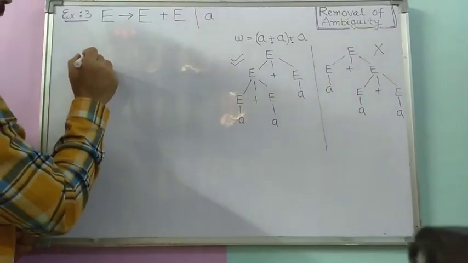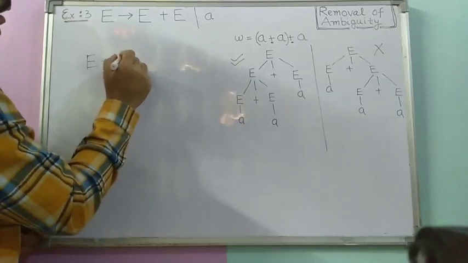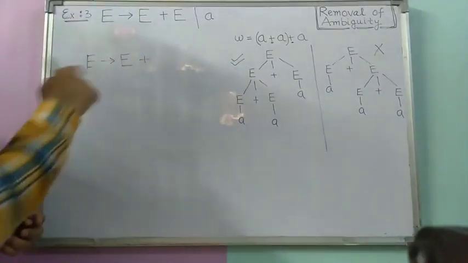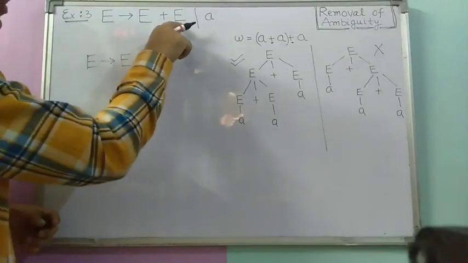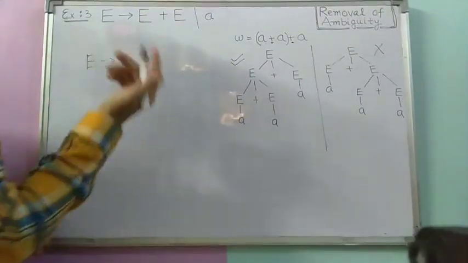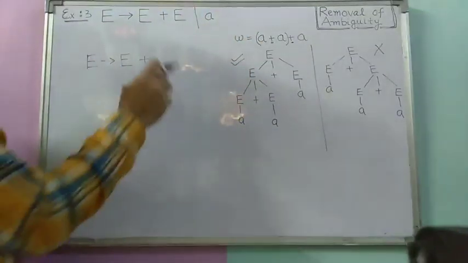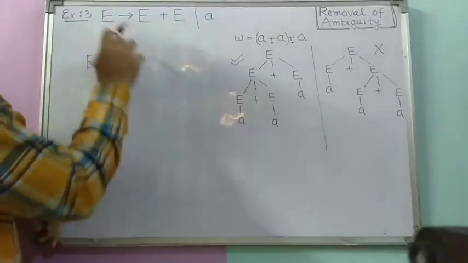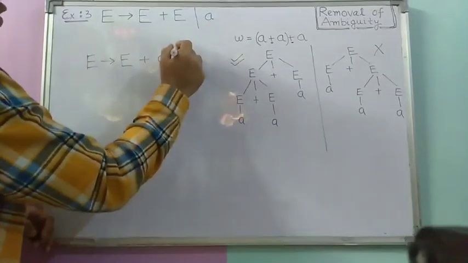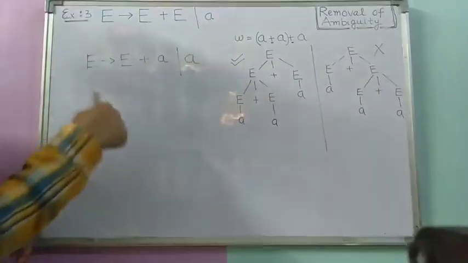The modified grammar will be E to E plus, because this E we have kept as it is, since we want to keep the left recursion, but we don't want to keep the right recursion. So here we will not put E. What will we put there? What other thing can replace E? E can be replaced by a, so we'll replace it by a, and the other productions will be similar. Now this is the modified grammar.